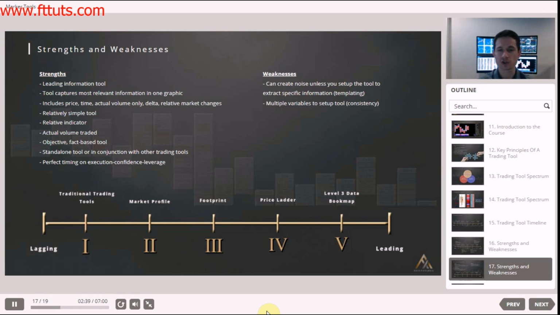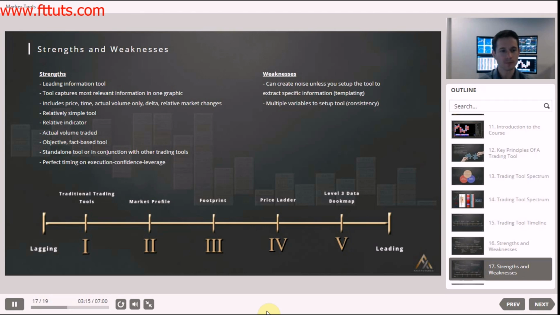So some of the strengths of the footprint tool, first and foremost, is that it's a leading informational tool. In other words, we're not utilizing lagging information. Why? Because as every contract is being bought and sold, and we're seeing the physical interaction between the buyers and sellers, that is as leading information as you can get. When every buyer is buying, we can simply identify the buying, jump on it, and execute with the buying.